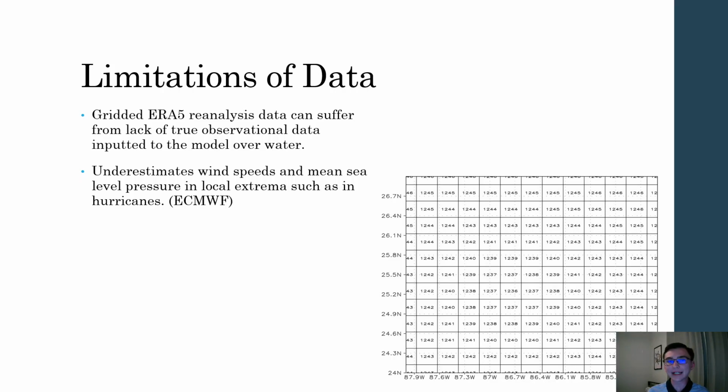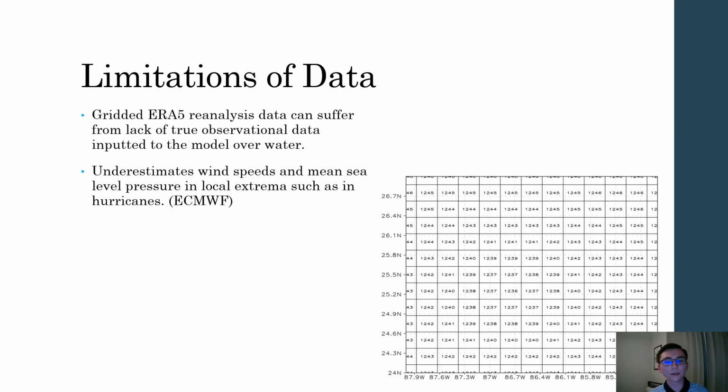Some of the limitations of the data is that the gridded reanalysis data can suffer from the lack of true observational data that is inputted into the model, especially over water, where again some of the observational data rather is lacking in terms of upper air balloons. So we do get the hurricane hunters flying over some of these storms, but elsewhere the data is lacking in terms of an observational sense.